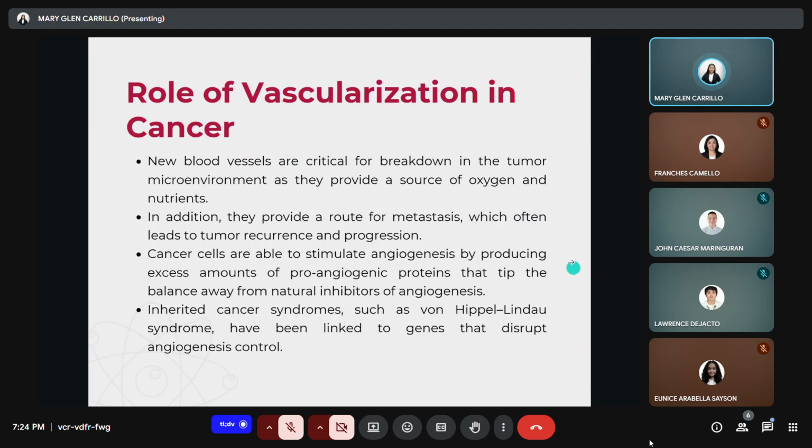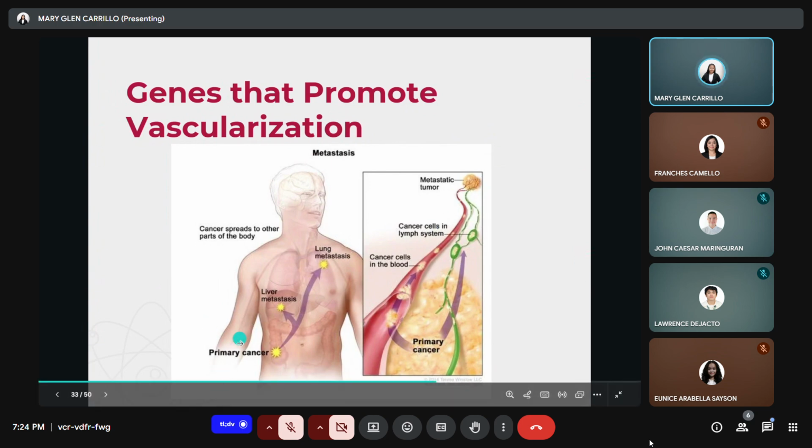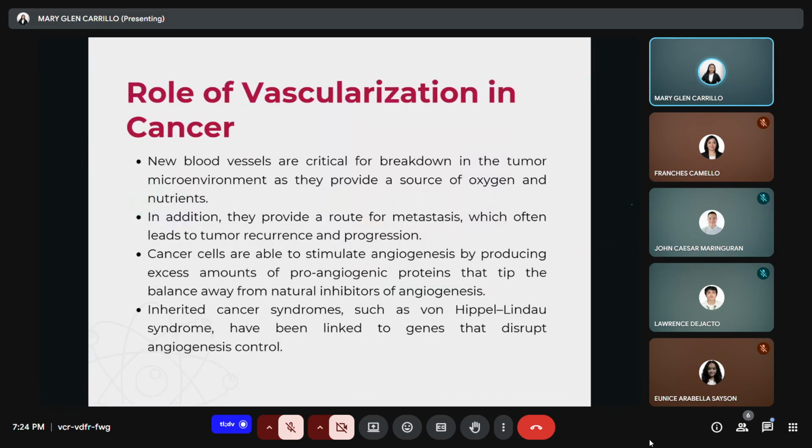Metastasis means, take a look at this figure, the spread of cancer cells from the primary cancer or tumor to other parts of the body. As you can see here, it transfers to the liver and to the lungs. Going back, you can imagine blood vessels like roads or highways. Once cancer cells enter them, they can travel to new locations. This is one of the main reasons why cancer often comes back or recurs and why it becomes harder to treat as it progresses.